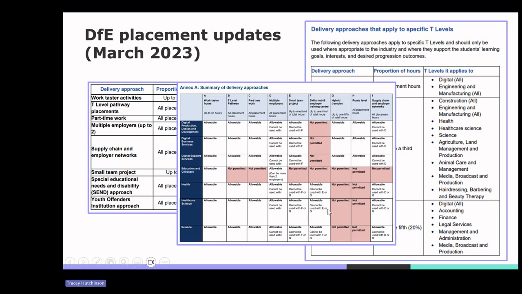So there's a real combination here. A student could get 35 hours from work taster, and a small team project, which was also delivered by their T-level pathway placement. So that was 100 hours there, so that's 135. And then they also had some part-time work, which would be their second employer. That would split the last 200 hours or so between those two. That means there are no more than two employers, and the students are getting a diverse range of ways of experiencing those placement hours. So explore this matrix in more detail, and see what works best for you and your students.